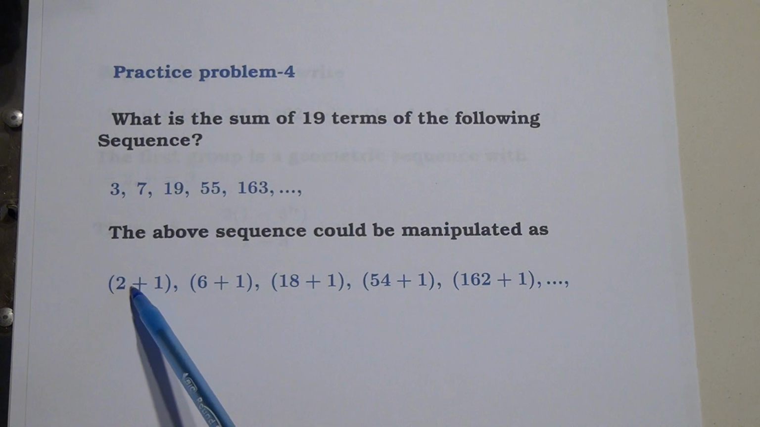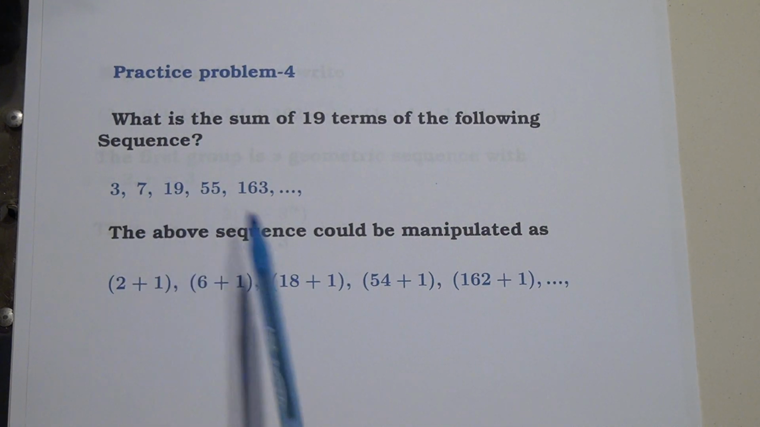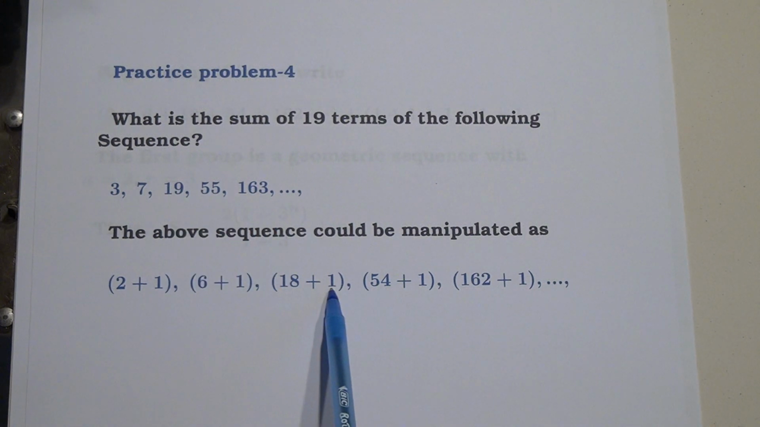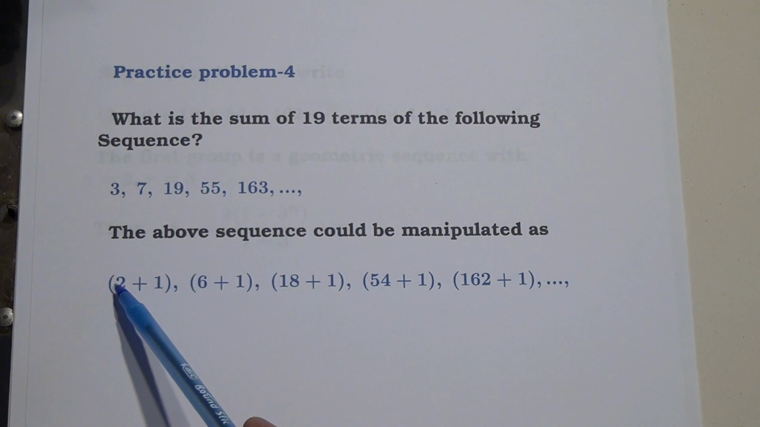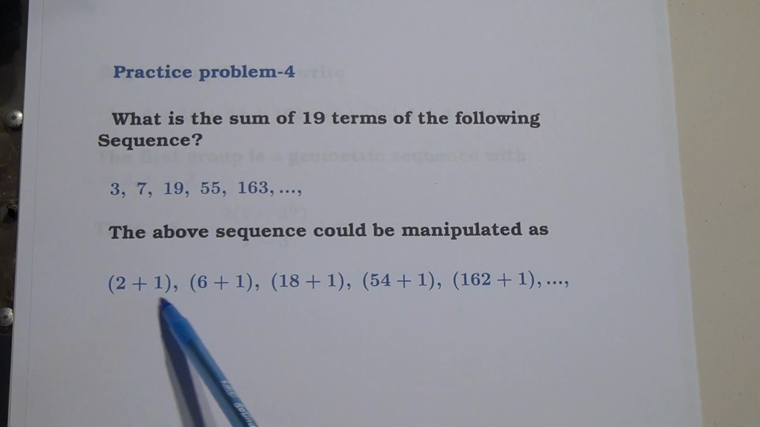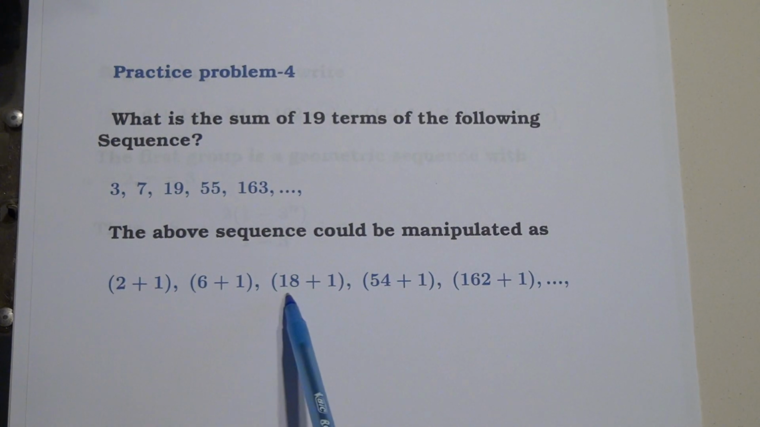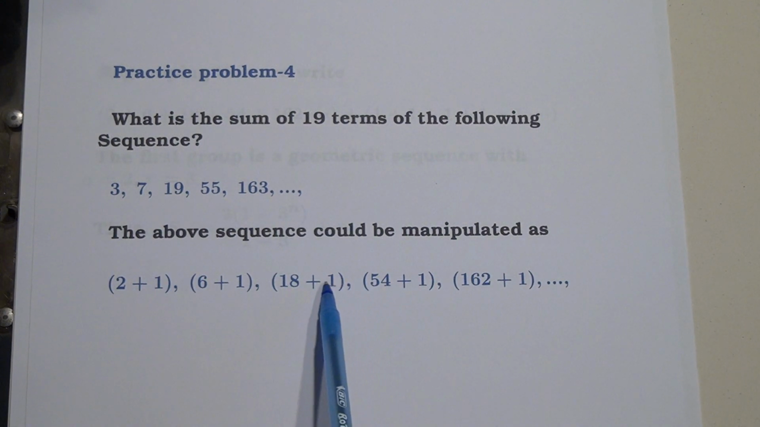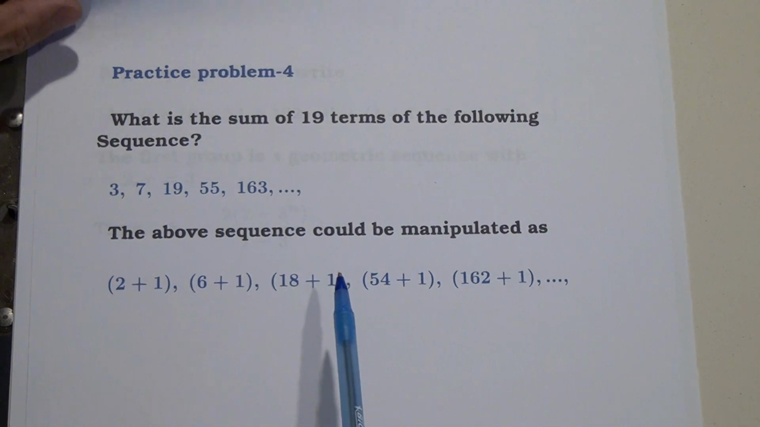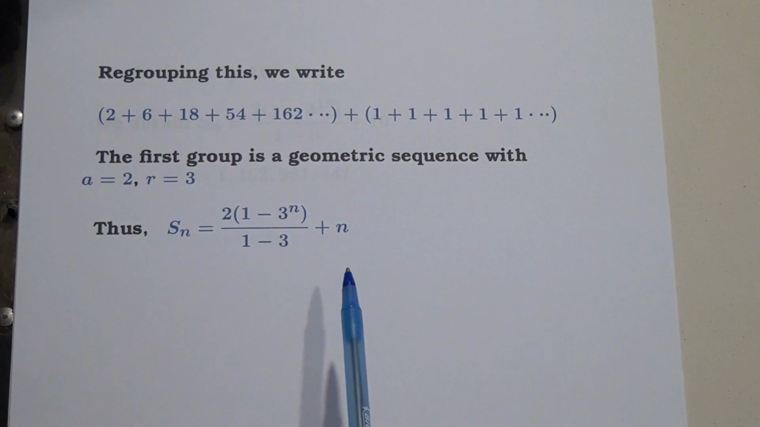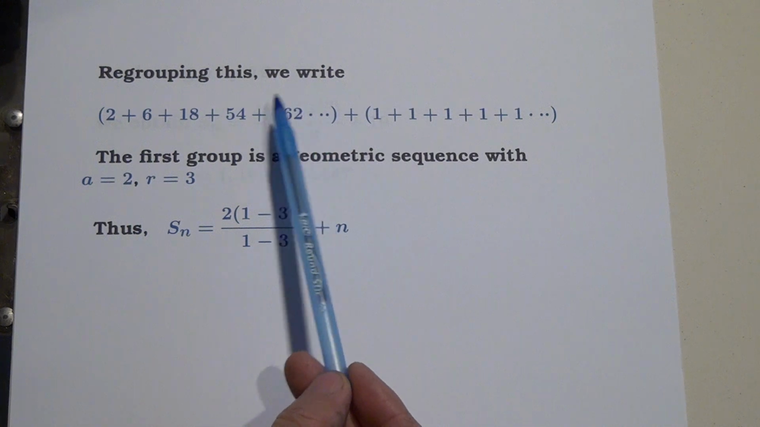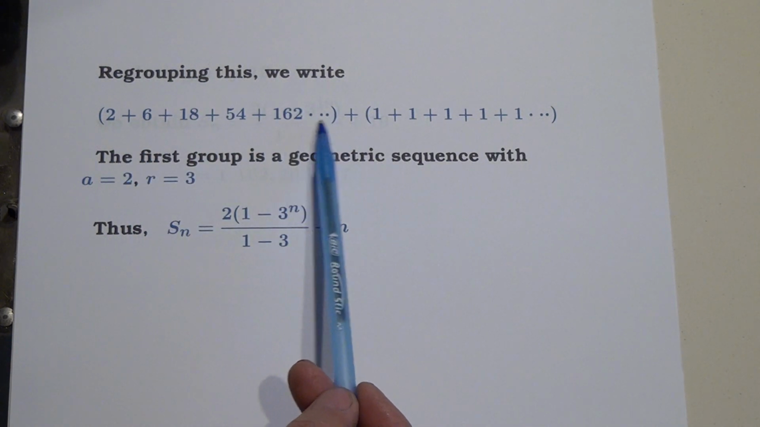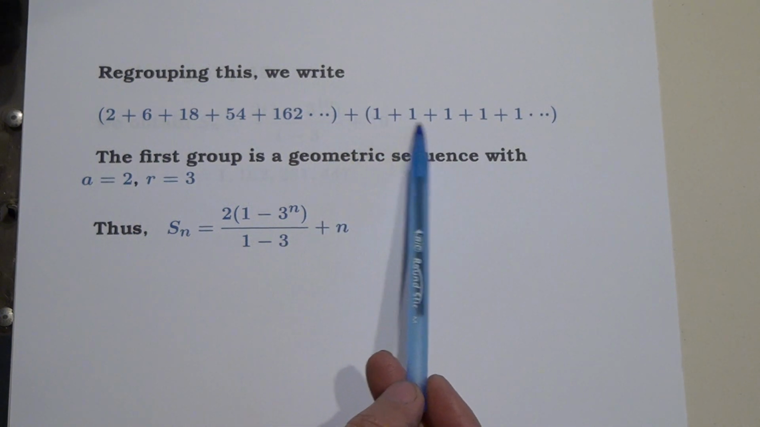3 will be the same as 2 plus 1. Yes. 7 will be 6 plus 1. Yes. 19 will be 18 plus 1, of course. Now you check. First value, 2 times 3 will be 6. 6 times 3 will be 18. 18 times 3 is 54. Yeah, we found the right pattern. And next step, we just regroup. Regrouping is rewriting 2 plus 6 plus 18 plus 54 plus 162. After that, we just add this many ones.